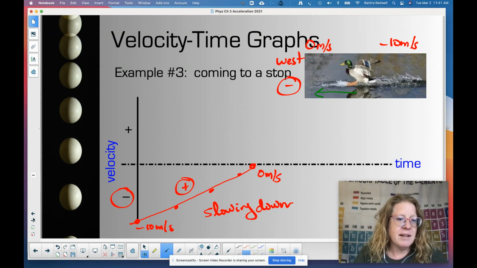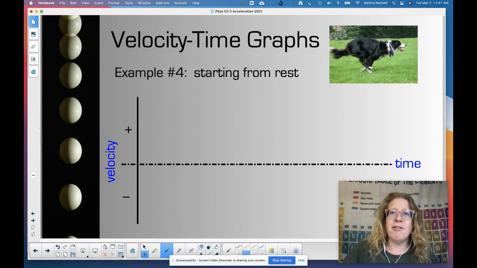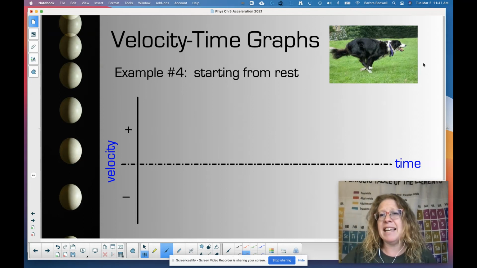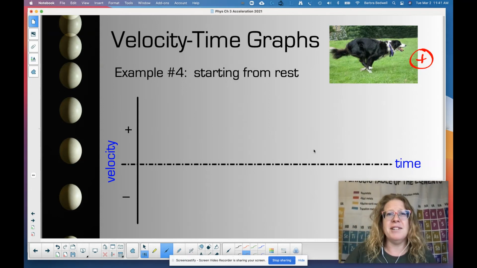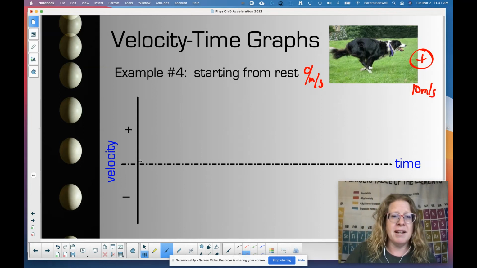All right, moving forward, a little bit easier. Starting from rest. If we've got our dog friend here starting from rest, he is heading east. East is in the positive direction. So he's starting at 0 meters per second, and then ending at something positive, 10 meters per second. Now what's he going to be doing? Well, he's starting here, 0, 1 meter per second, 2 meters per second, 10 meters per second, whatever it is.